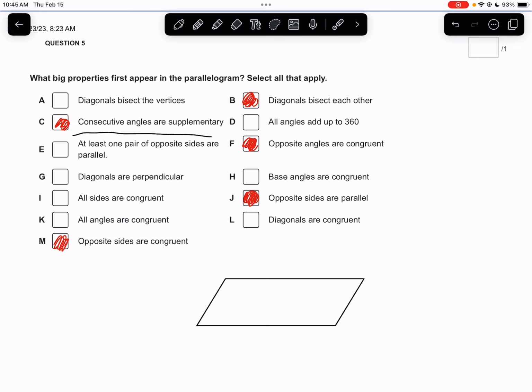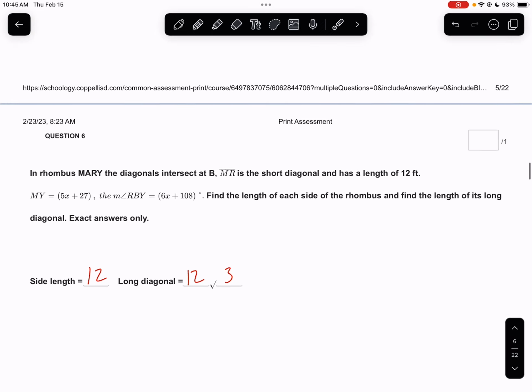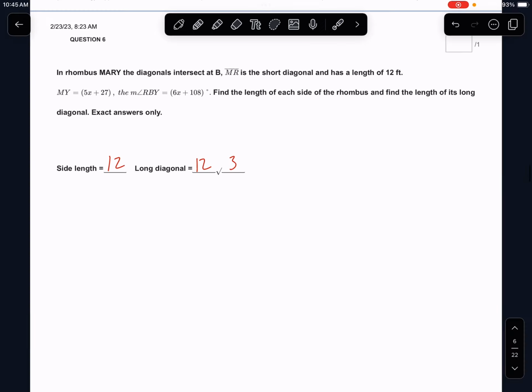Diagonals bisect each other. Opposite angles are congruent. Opposite sides are parallel. Opposite sides are congruent. And remember, if any one of those happens, they all five happen. All right, now we get to do some work.